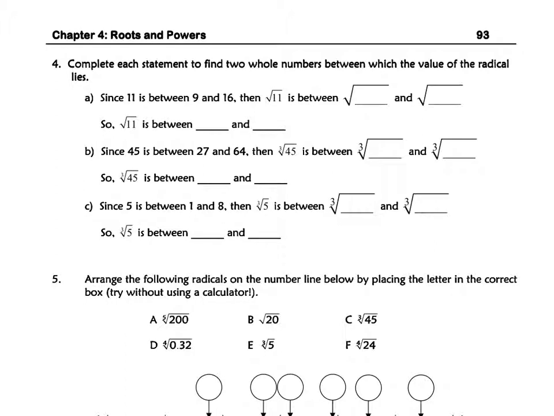All right, question number 4 asks you to complete the statement to kind of estimate the value that's being asked. So in this case here it says, since 11 is between 9 and 16, then the square root of 11, which is not an exact number, should be between the square root of 9 and the square root of 16, which means that root 11 is between 3 and 4.